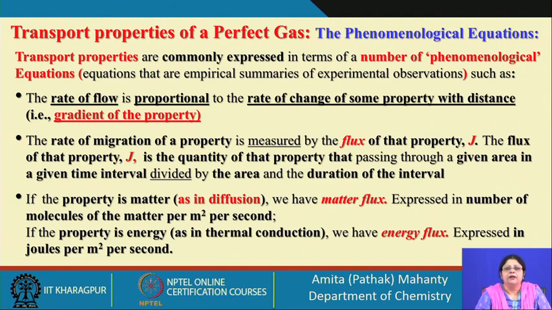Okay? The flux of the property, that is J, is the quantity of that property that passes through a given area in a given interval of time divided by the area and the duration of the interval. Okay? So it's a ratio that we are talking about. Flux is nothing but the quantity of that property passing through a given area in a given time interval, divided by the area and divided by the duration of the interval.